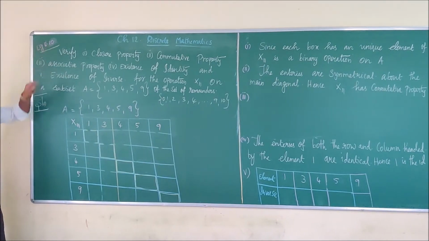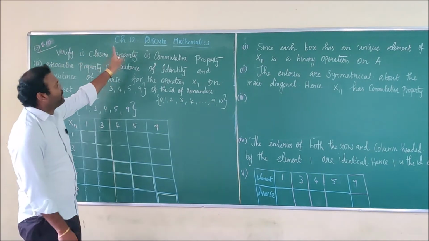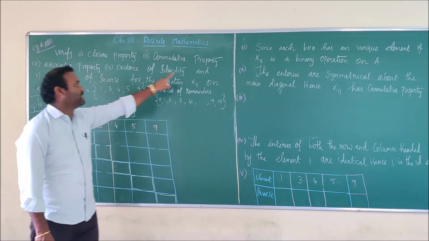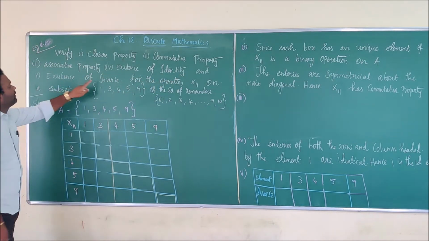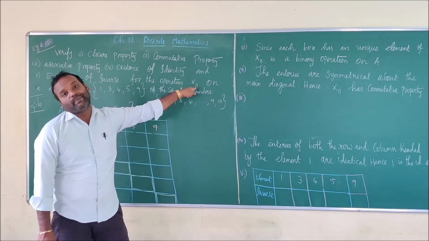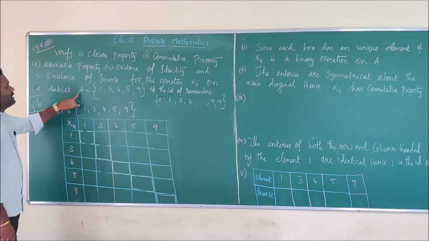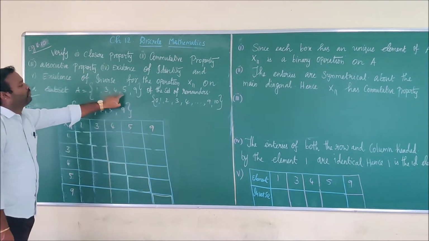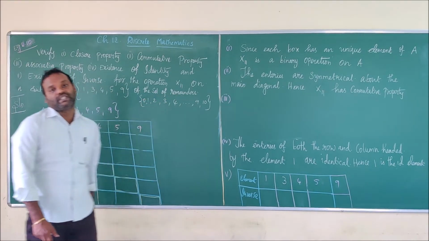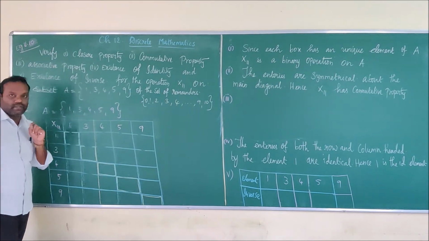Next, example 12.10. Verify the closure property, commutative property, associative property, existence of identity, and existence of inverse for the operation cross 11, that is multiplication modulo 11, on the subset A = {1, 3, 4, 5, 9} of the set of remainders from 0 to 10. Okay, here the operation is multiplication modulo 11.